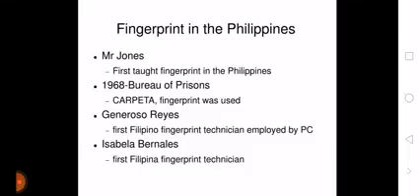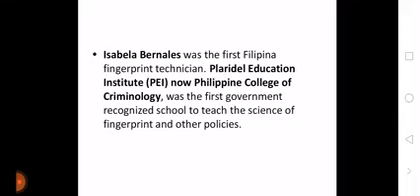So Mr. Jones first taught fingerprint in the Philippines. And in 1968, the Bureau of Prisons, so under the carpeta, a fingerprint was used. Rosa Reyes was the first Filipino fingerprint technician employed by the PC, or the Philippine Constabulary, and Isabela Bernales was the first Filipino fingerprint technician under Florida Education Institute, now Philippine College of Criminology, the first government-recognized school to teach the science of fingerprint and other policies.